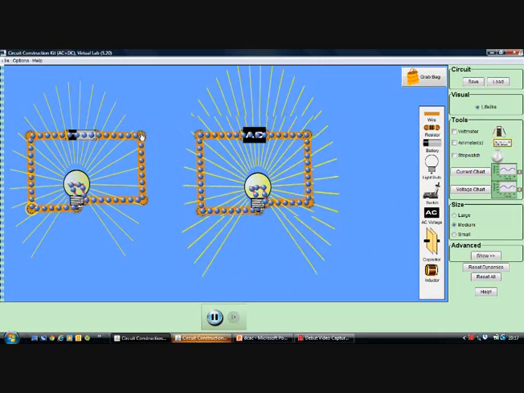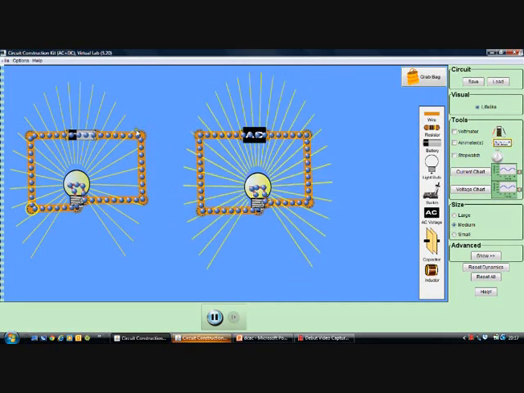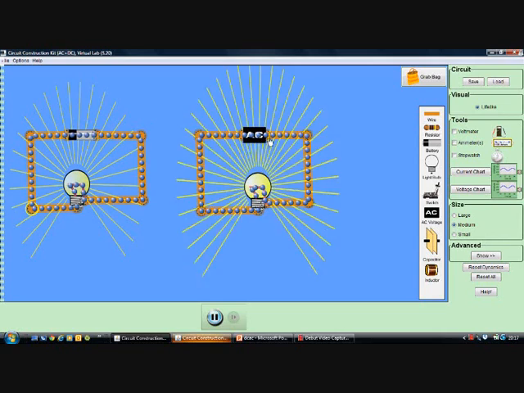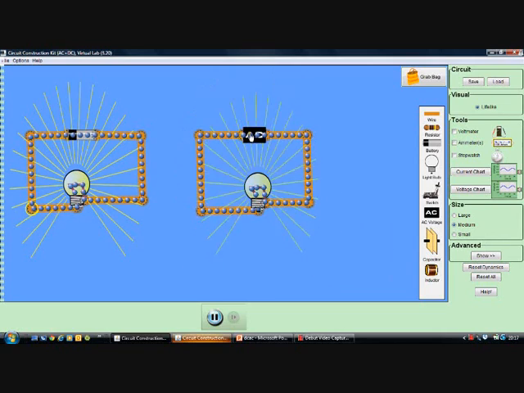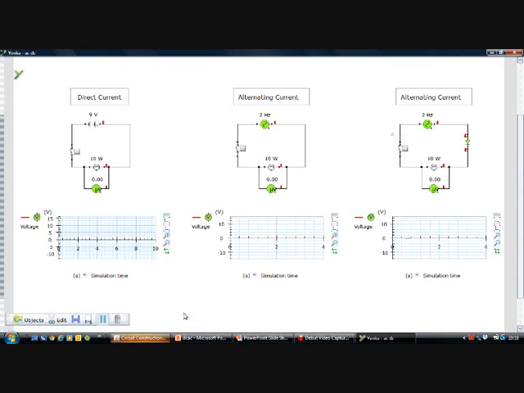But the key thing to say is in DC, direct current, this comes from batteries. The electrons go the same way all the time. In alternating current, the voltage alternates. That means it changes forwards and backwards. So the electrons move forwards and backwards around the circuit. We can see this in a little bit more detail on these circuits.